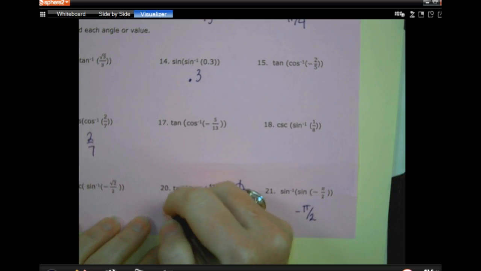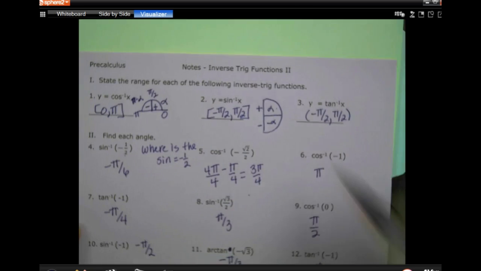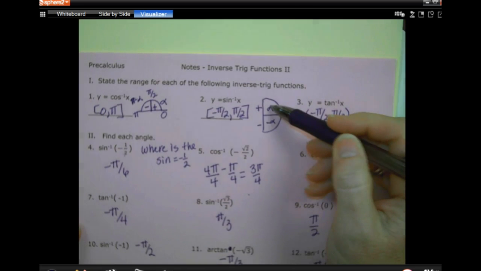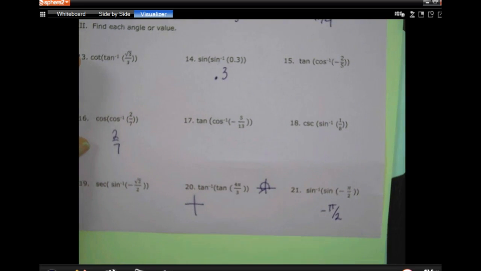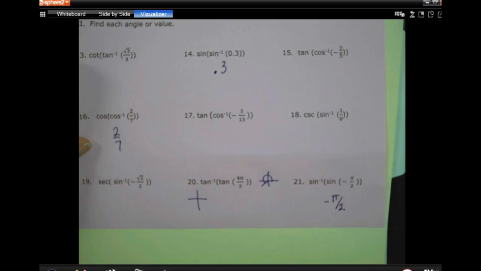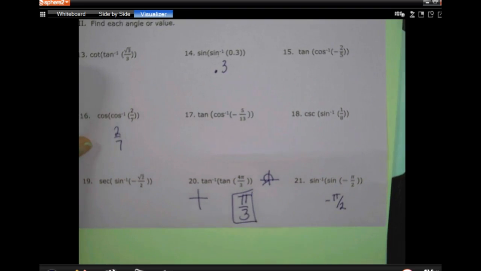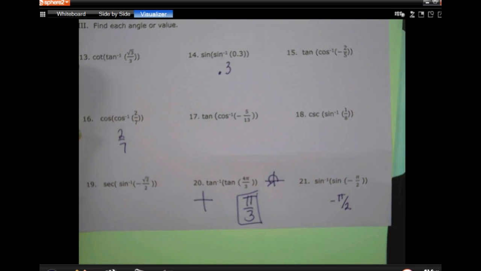So here's what you have to do. I want a positive tangent. And so I know my tangent is positive in my restricted area. Where is it positive? Top. So what's the reference angle with the 4 pi over 3? Pi over 3, right? Pi over 3. So that's your answer, because that is in your restricted area. And that gives you a positive tangent answer.